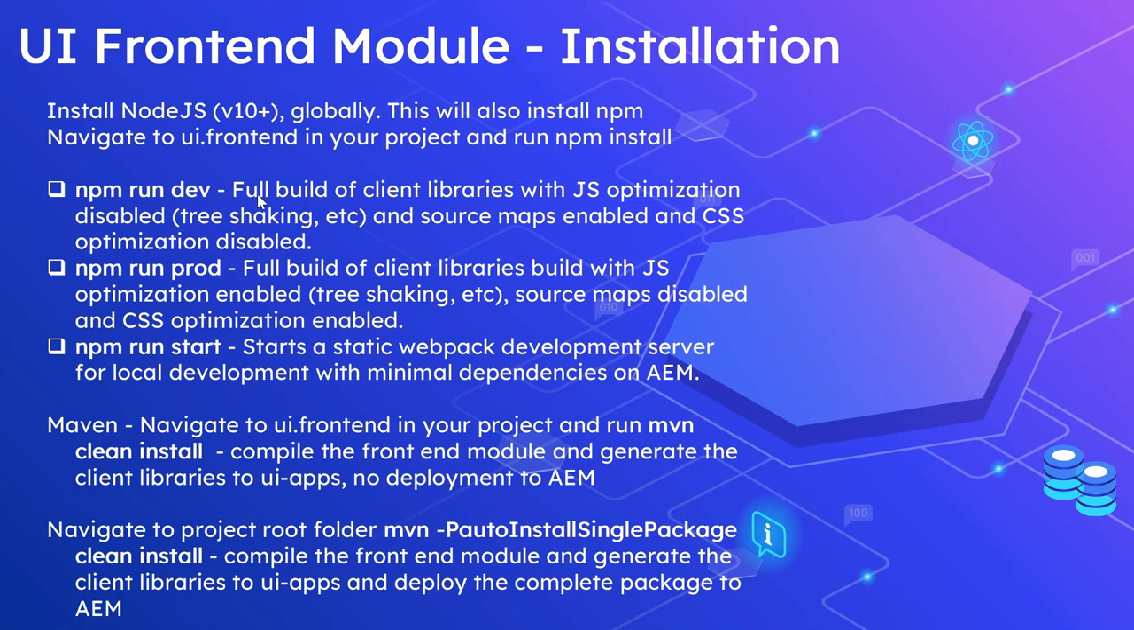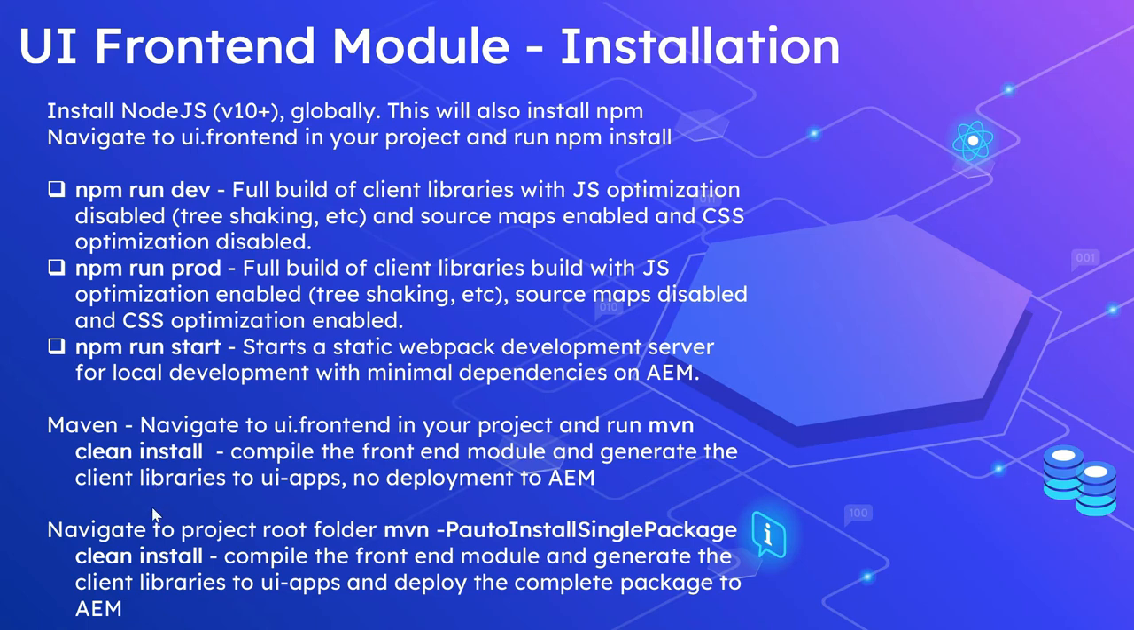Then you can execute either one of these commands, npm run dev, npm run prod, npm run start. npm run dev does a full build of client libraries with JavaScript optimization disabled. Generates the client library and copies to UI apps module. npm run prod again does a full build of client libraries with JavaScript optimization enabled. This generates the client library and copies to UI apps module. npm run start starts a static Webpack development server for local development with minimal AEM dependency.